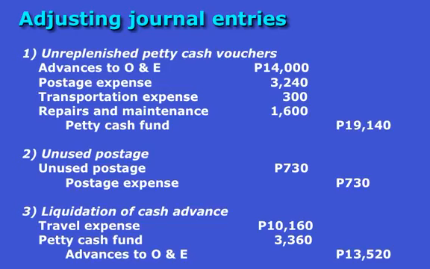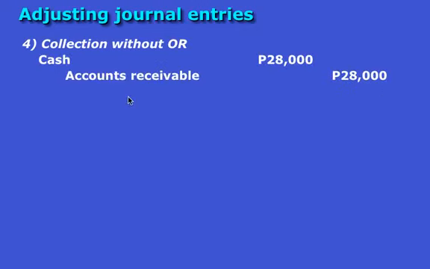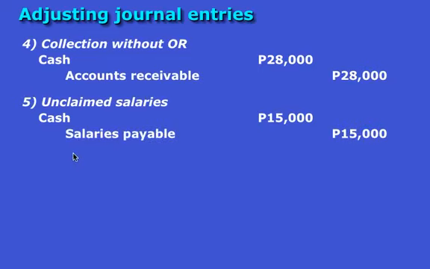Okay. Now, other adjusting entries. Yung kay Robert. Naalala pa ba si Robert? So, unreceipted, unrecorded. Okay? So, adjusting entry: debit, cash. Credit, AR. So, ito yung collection without OR. Okay? So, normally, if unreceipted, unrecorded. Okay. Yung unclaimed salaries. So, debit, cash. Credit, salaries payable. Okay, so unclaimed salaries.